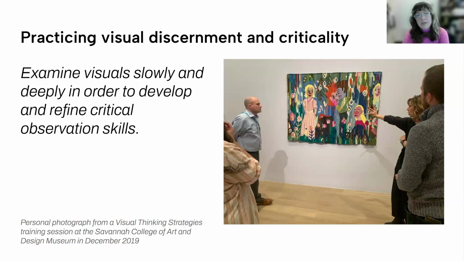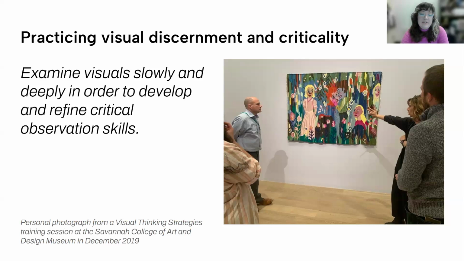An easy example of a slow looking activity that you may have seen is the New York Times' What's Going On in This Picture, which is a weekly feature in the Times in which they post a photograph stripped of its caption, so no caption is posted with it, and they invite students to discuss what they see in a moderated online forum.